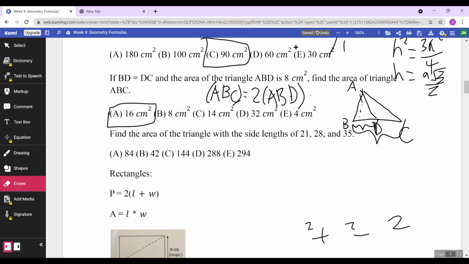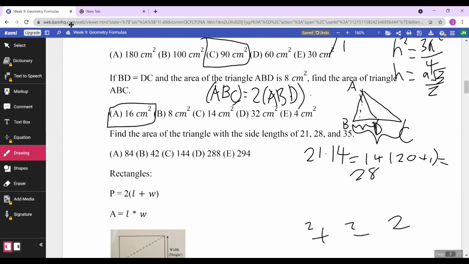I don't get the next problem, because yeah, this is pretty hard, so I'll just go over it. You mean find the area of the triangle with side lengths 21, 28, and 35. Yeah, well, for this one, 35 is the hypotenuse. So you just do 21 times 14, and you can split 21 into 20 and 1. You do 20 times 14, and then 14 times 20 equals 280. 280 plus 14 equals 294.